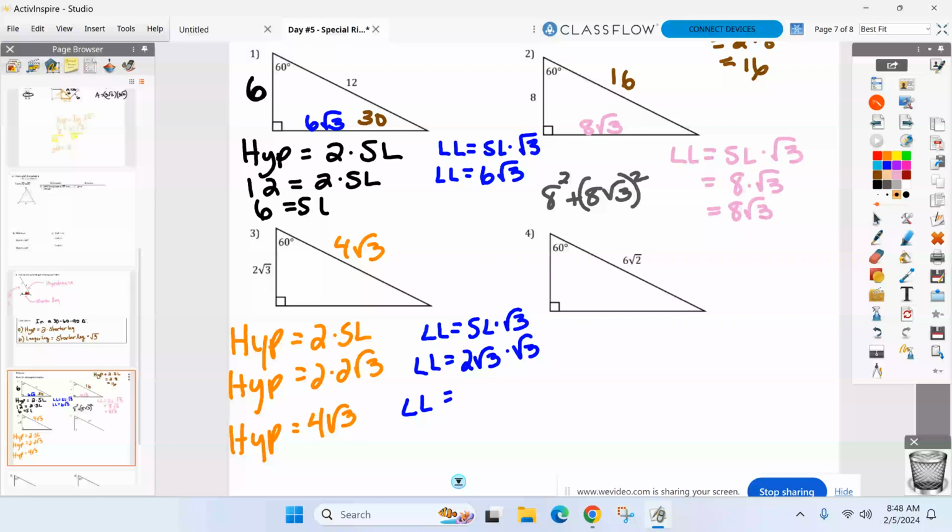Oh, it's 6. It is 6. Yep. We all good? Hopefully you can use your calculator on Wednesday, because you're not going to have help from your group. Ready for 4?